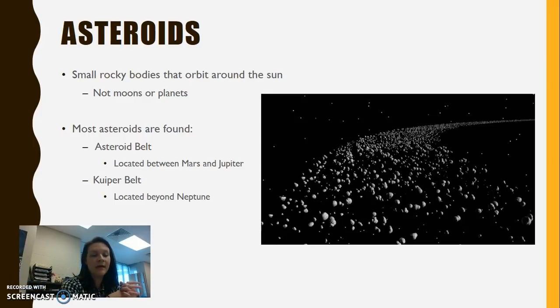The first one is the asteroid belt. And this belt is located between Mars and Jupiter. And the second one is called the Kuiper belt. This one is located just outside of Neptune. So the farthest belt in our solar system.